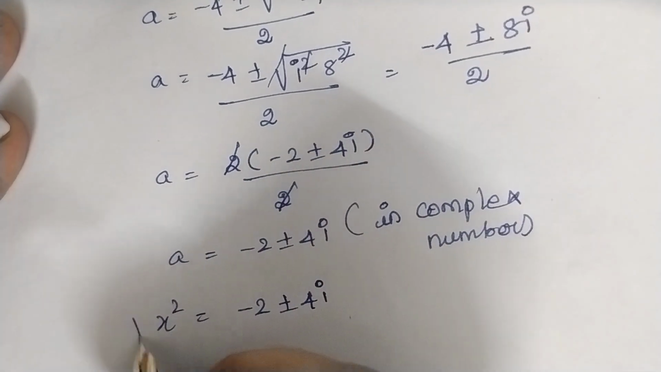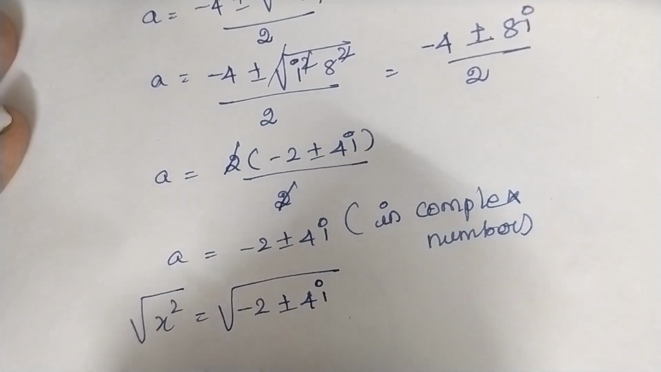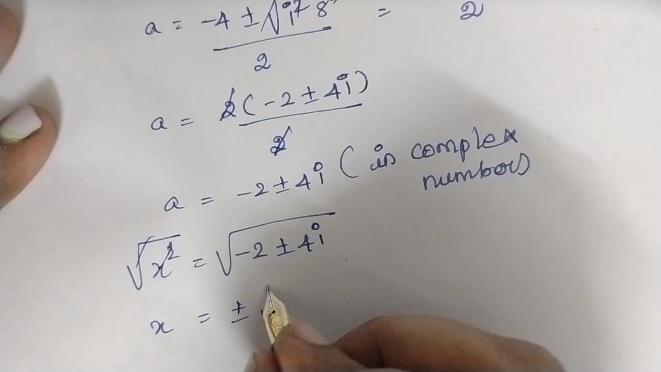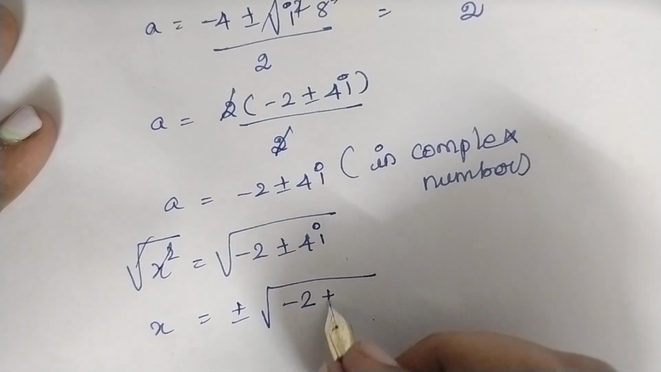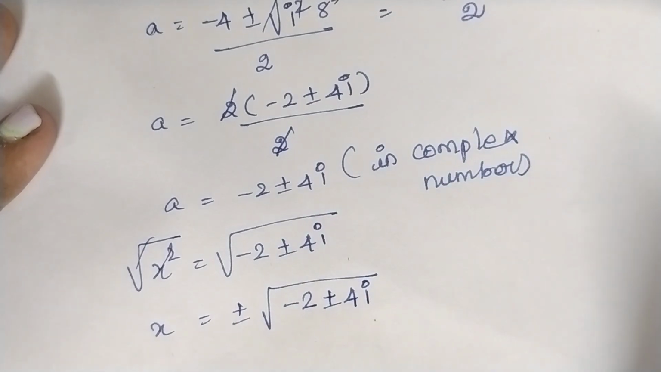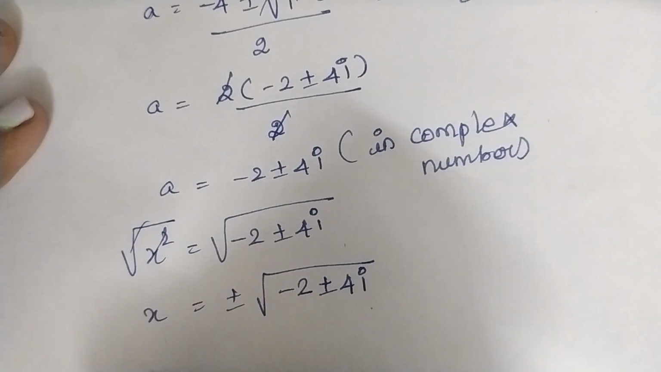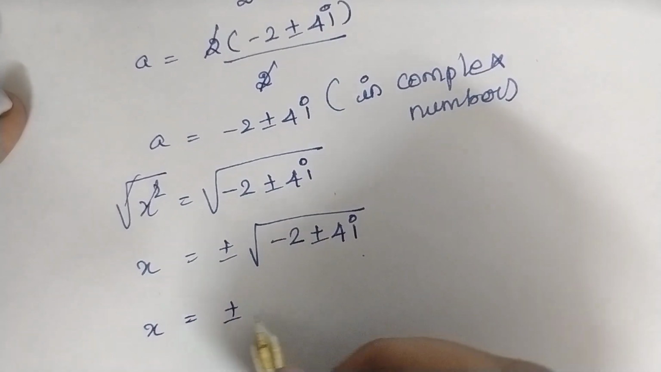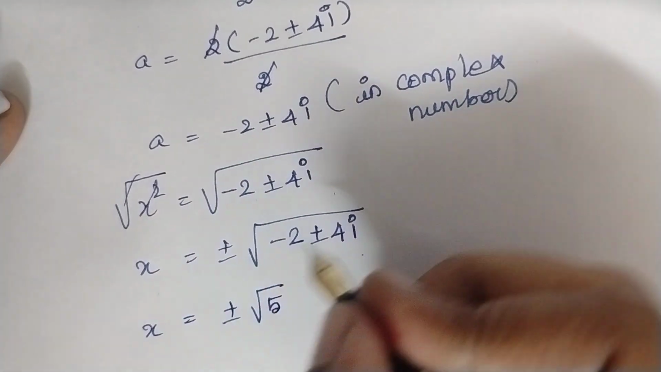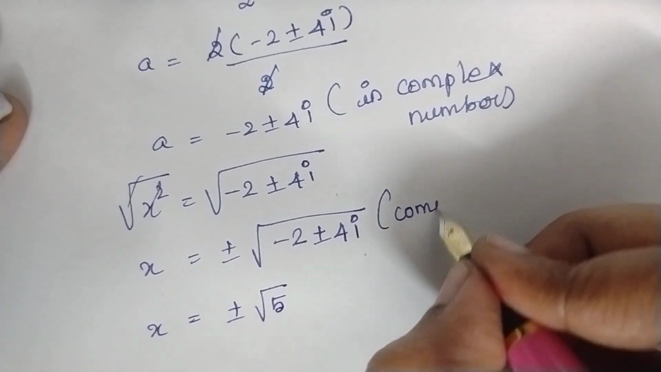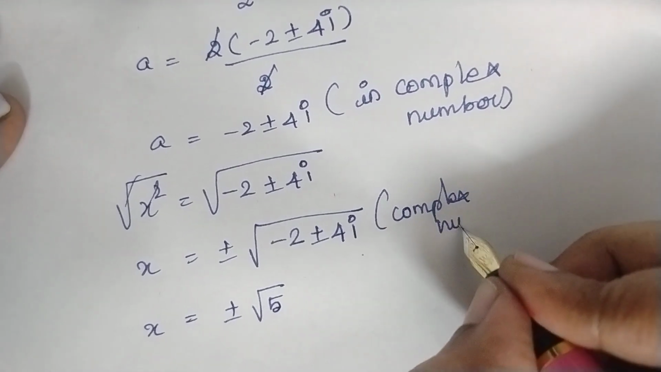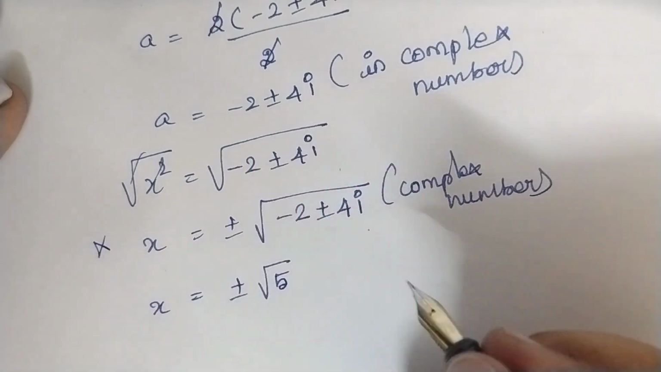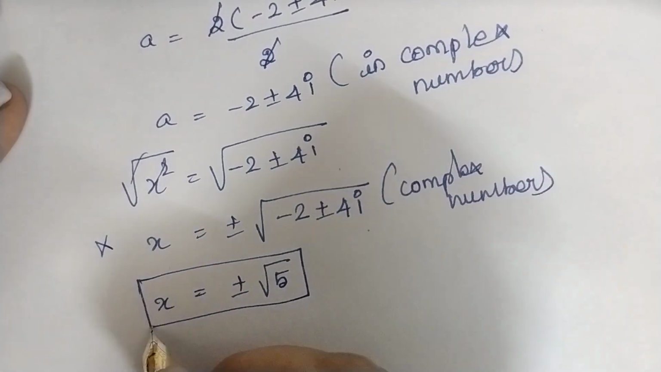So I need only the x value, so just take the root on both sides. Therefore x is equal to, the square and root get cancelled, plus or minus the root of minus 2 plus or minus 4i. Okay, this is the other value. We already found the other value before, which is plus or minus root 5. This one is a complex number, a purely complex number, so we can't take this as the answer. Therefore the answer for this question is x is equal to plus or minus root 5.